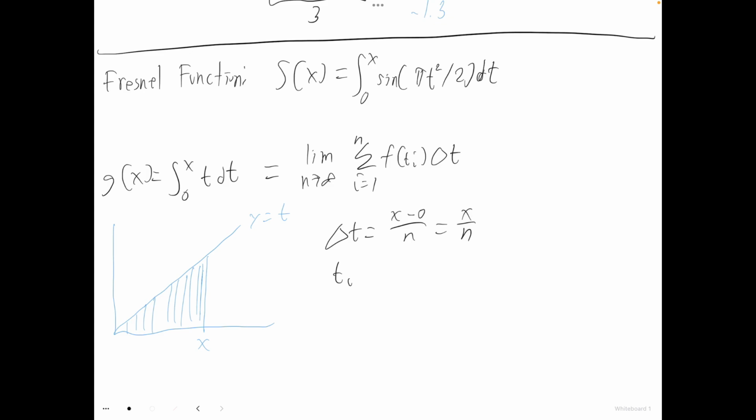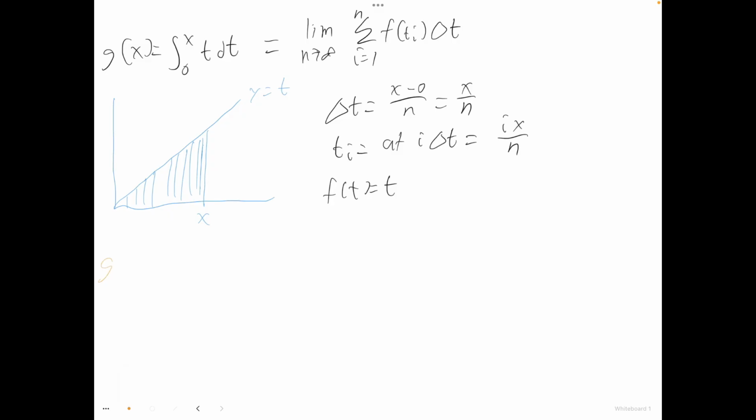And our f of t, I guess I should mention, f of t is just literally going to be the function t. That is the function we're taking the integral of, so that's where it's coming from. t sub i, remember, is a plus i delta t. a is 0, and delta t is x over n, so this is going to be ix over n. So that is t sub i, and we're going to plug that into f of t.